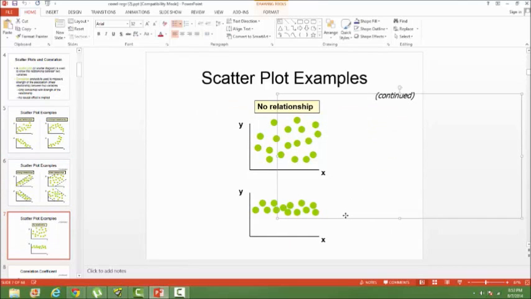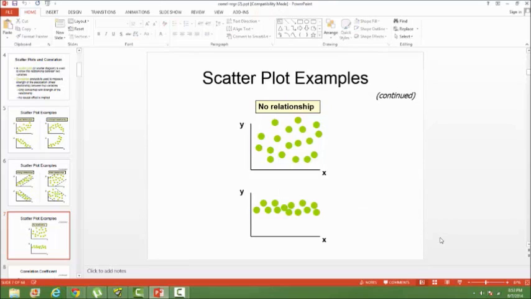There can be cases where the pattern is circular in nature, then we can say that there is absolutely no relationship between x and y. Or sometimes the points are parallel to either the x-axis or the y-axis. As you can see in the second one, the circles are all lying on a line which is parallel to the x-axis. So if we change x, there is hardly any change in the y value. In such scenarios, we can say that there is hardly any relationship between x and y.